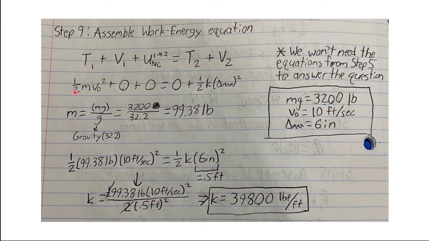So now, plugging in everything we have here on the bottom, we have our 1/2 times our mass, which is 99.38 pounds, times our velocity, which is 10 feet per second squared, and then that's going to equal our 1/2 k, which is what we need to find, times our delta x max, which in this case is 6 inches. However, since we are using feet in our velocity on the left side of the equation, I converted the 6 inches to feet on the right side, which is just going to be 1/2 foot.